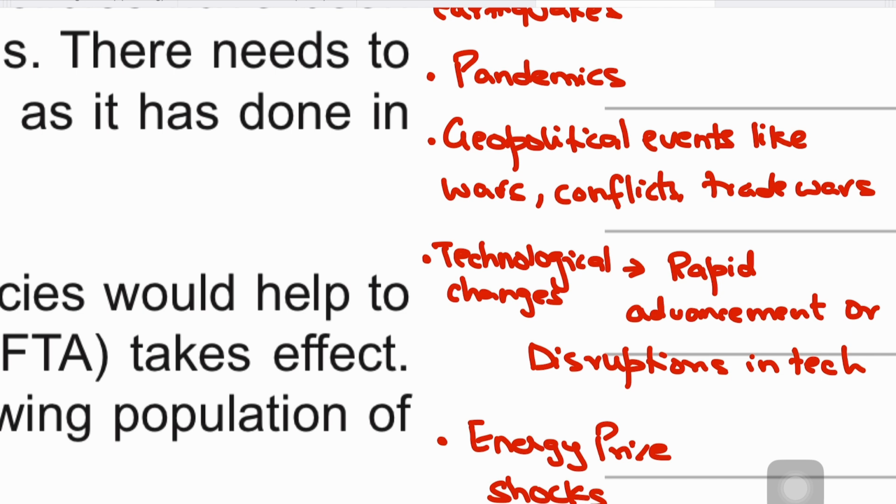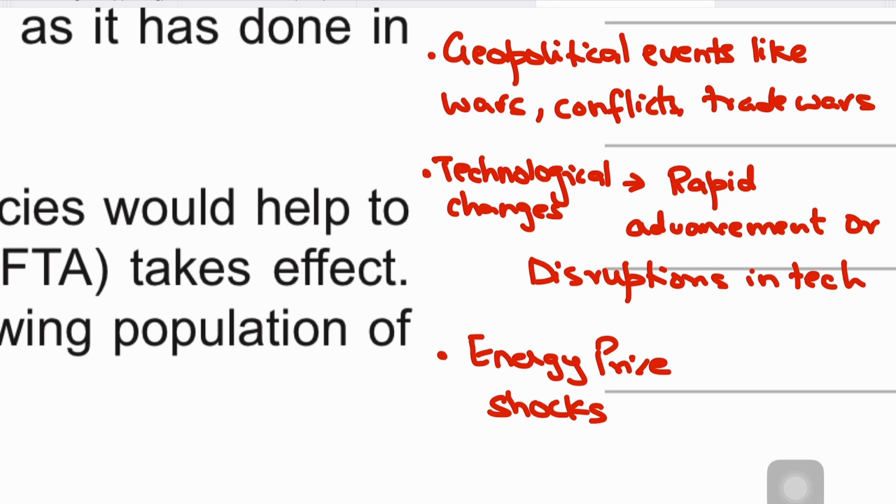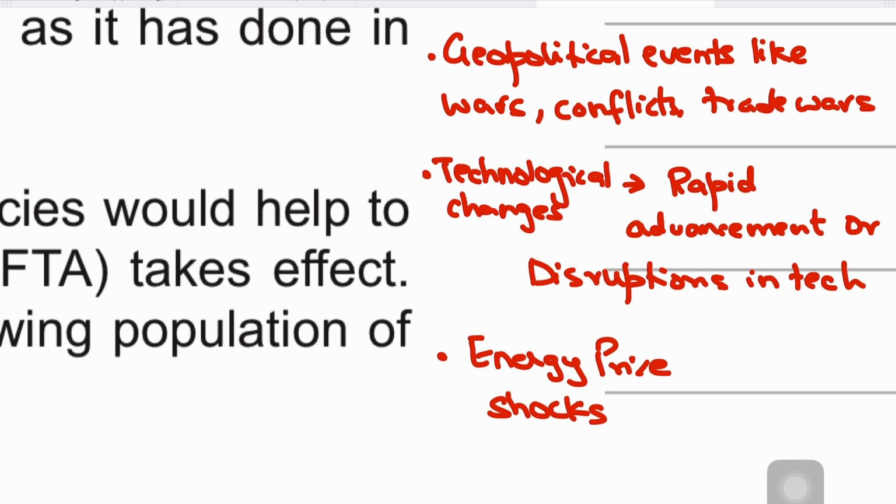Rather than just explaining what supply side policies are from the book or the notes that you have studied, that is not the core context of the question. Energy price shocks could also act as external shocks, which exactly happened with Nigeria when global oil prices fell because of the pandemic.